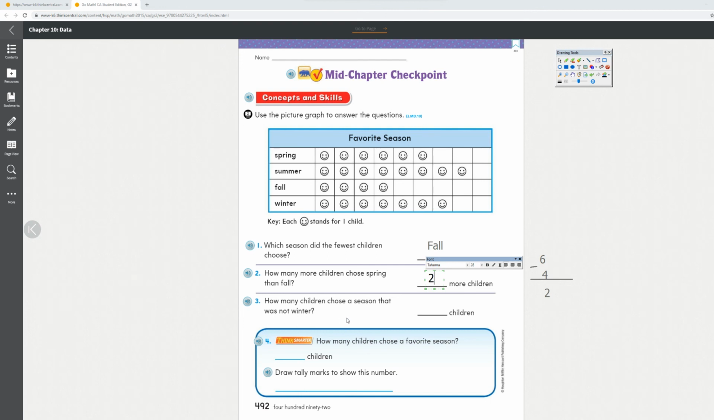Number 3, how many children chose a season that was not winter? So this question is telling us how many, if we add them together, how many children chose a season that is not winter, so anything but winter. That means we need to add spring, summer, and fall together. And when we add them together, which is going to be 6 plus 8 plus 4, we get 18 children.